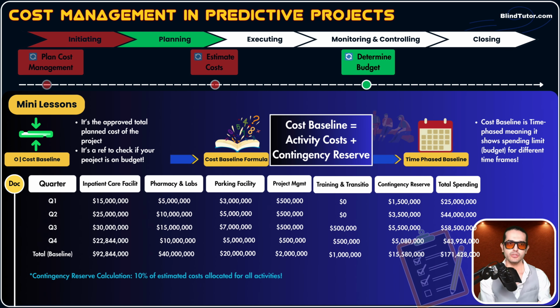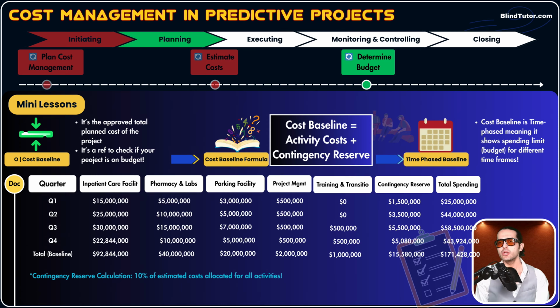In the first column, we're going to have quarter. For example, quarter 1, quarter 2, quarter 3. It could be month 1, month 2, up until month 12, month 15, anything. It depends on the project duration, okay? So the first column is a time frame. And now the next columns are high-level deliverables. For example, for our hospital project, our first high-level deliverable is inpatient care facility. Second is pharmacy and labs. Third one, parking facility. Fourth one, project management plans. The next one is training and transition deliverable.